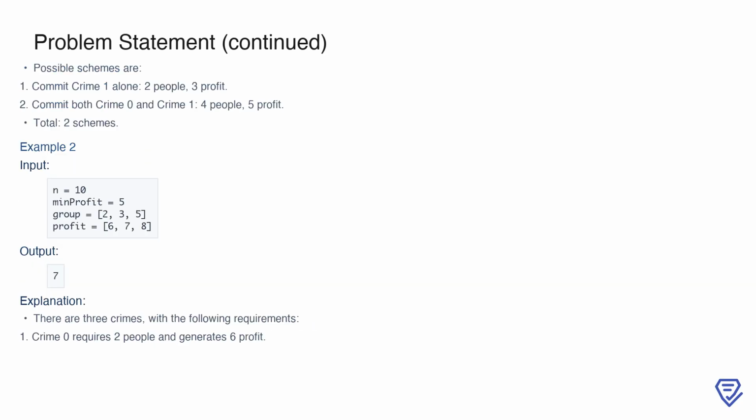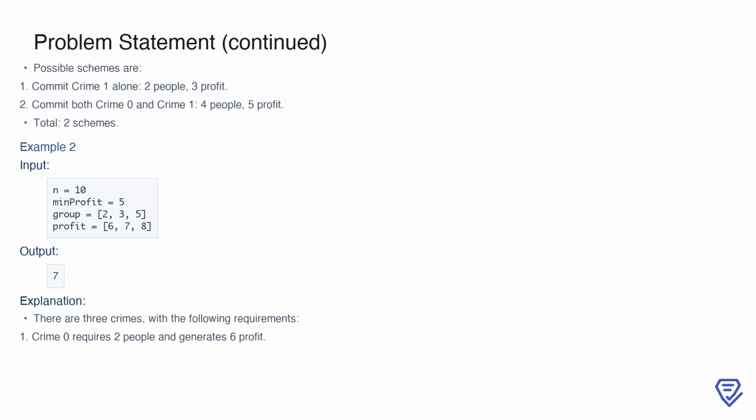For this example, the possible schemes are as follows. First, they could choose to commit only crime 1, which requires 2 people and generates 3 profit. This meets the minimum profit requirement. Alternatively, they could commit both crime 0 and crime 1 together. This combination would require 4 people and yield a total profit of 5, which also satisfies the conditions. Therefore, there are 2 valid schemes in total for this case.